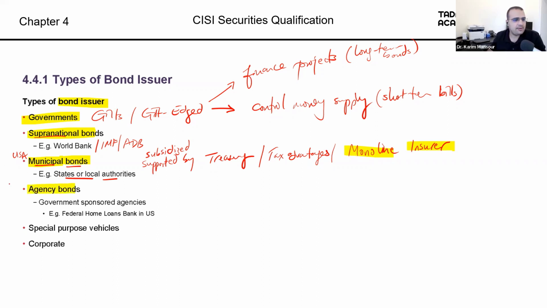Again, an American invention. Agencies are semi-governmental, semi-private institutions, like the Federal Home Loans Bank in the US, which is called Freddie Mac. We have a few others, like Fannie Mae, Ginnie Mae, and Sallie Mae. You'll see them on the next page. I don't think you have to memorize their names. You just have to memorize that these are agencies. Again, they are in America. These municipal bonds and agency bonds are both American.